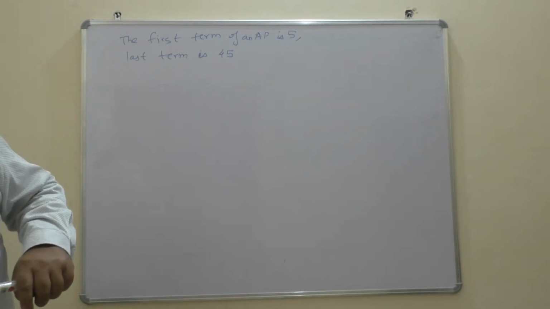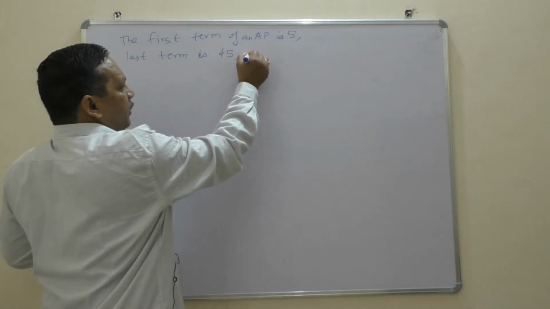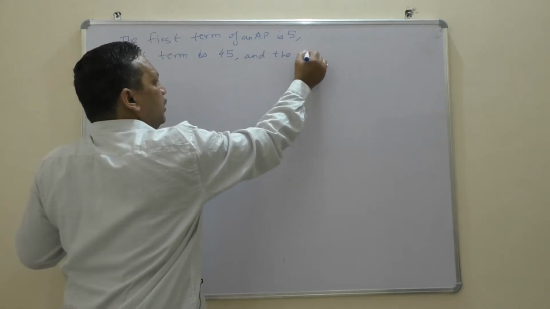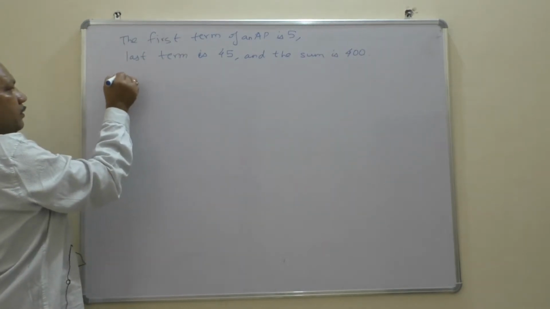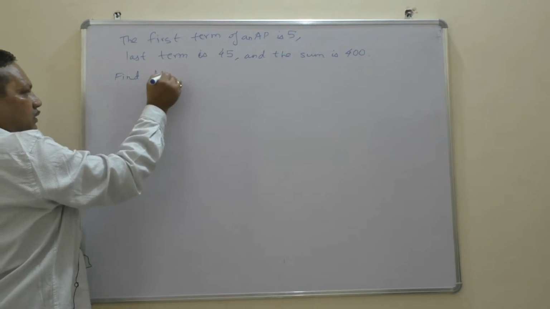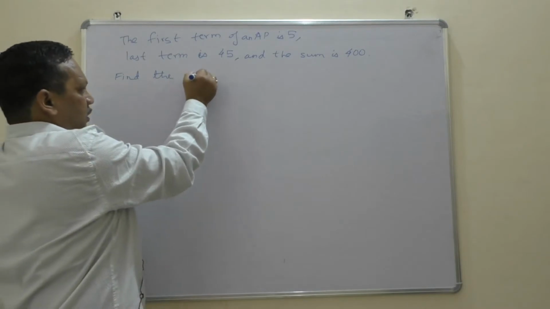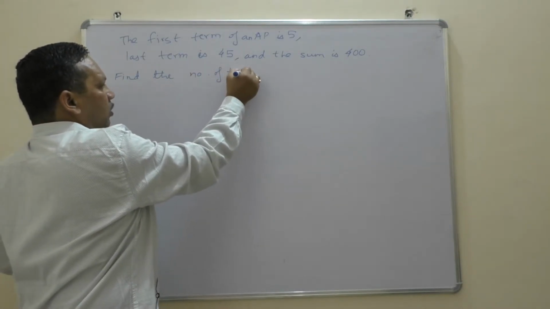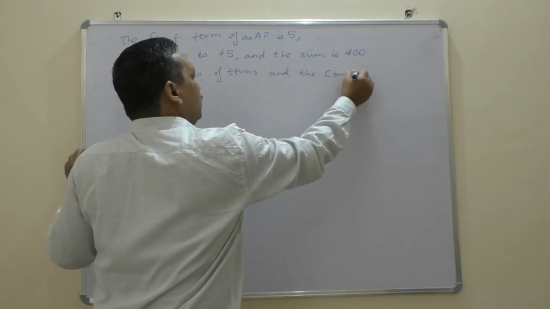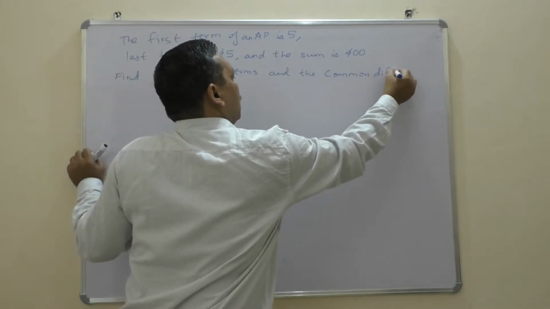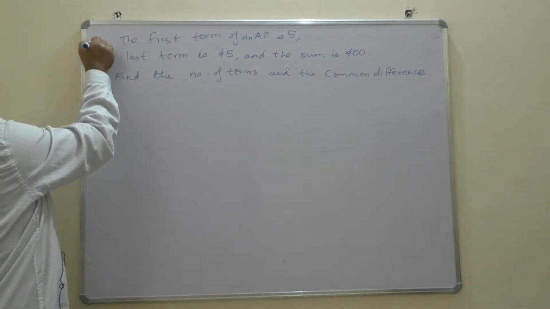It says find the number of terms and the common difference, and the sum is 400. This is a question which has come in the ICC exams also one time. Find the number of terms and the common difference. This is an unsolved problem of the ICC book, MS Agrawal, I think probably exercise 9.3.